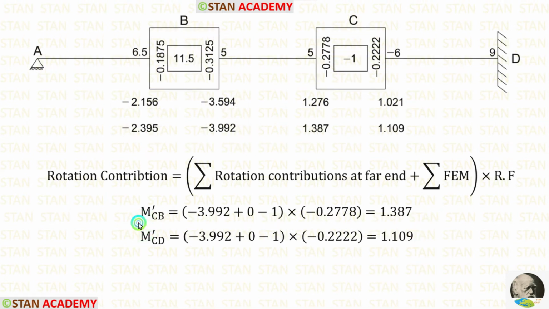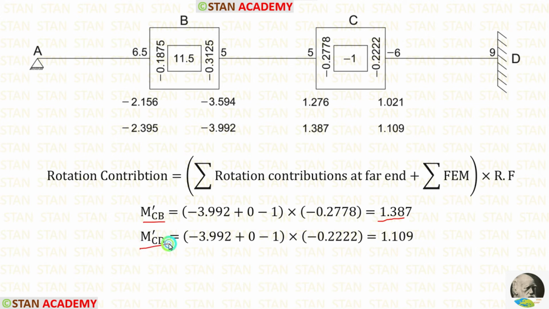Now let us calculate M-CB. The latest contribution in the point B is minus 3.992. The contribution in the point D is 0. The summation of fixed end moments is minus 1. The rotation factor for CB is minus 0.2778. Finally, for M-CB, we are getting 1.387.